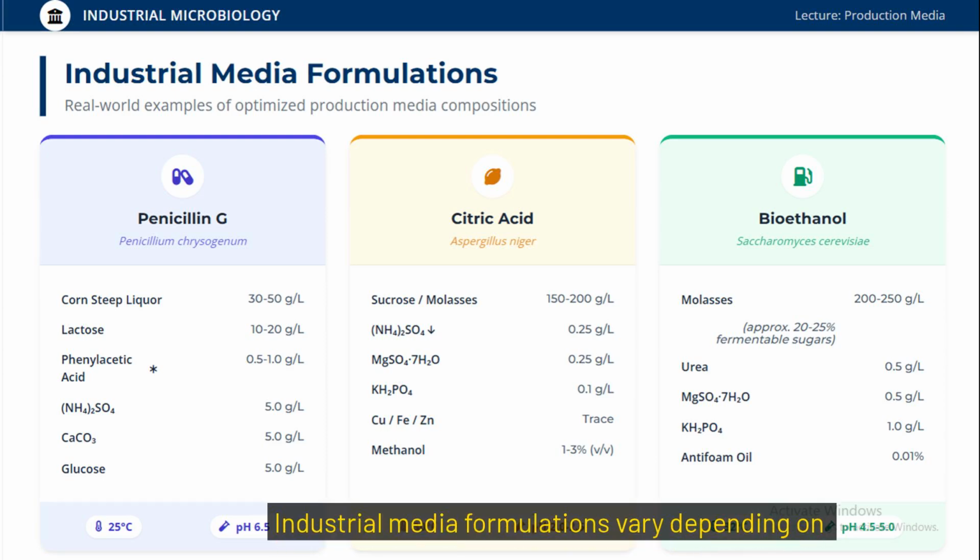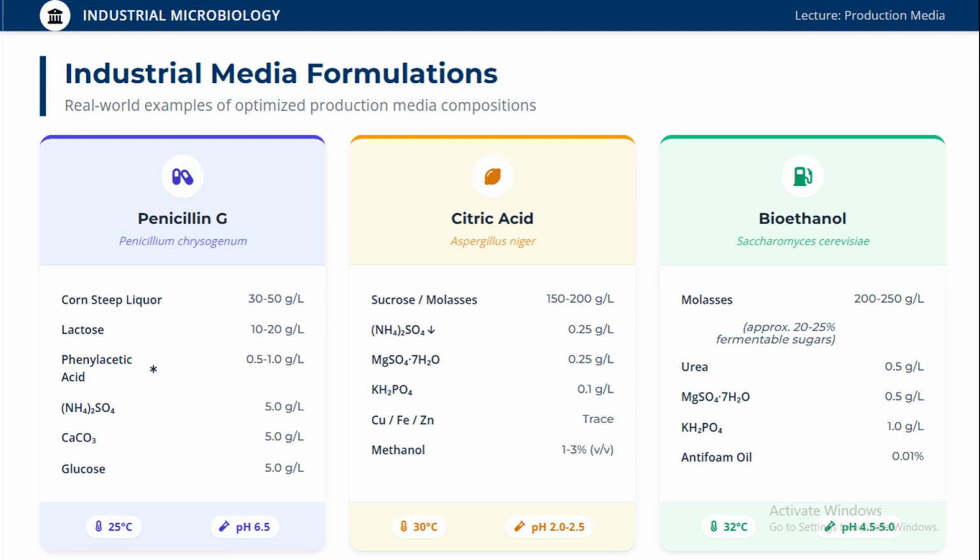Industrial media formulations vary depending on the organism and the desired product. For example, ethanol fermentation by yeast may use molasses or starch hydrolysate as carbon source with ammonium salts and minerals. Citric acid production by Aspergillus niger often uses sugar-rich substrate with controlled nitrogen and trace metal levels. Antibiotic production by Streptomyces may require complex media containing starch, soybean meal, corn steep liquor, mineral salts, and specific precursors.